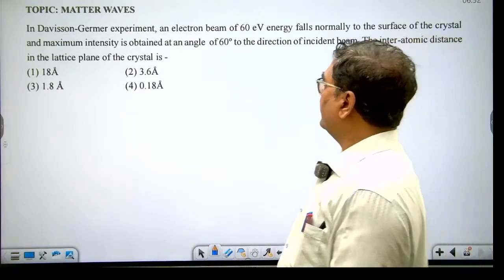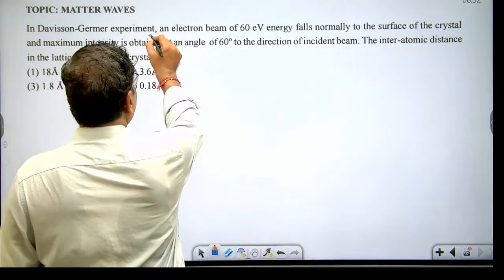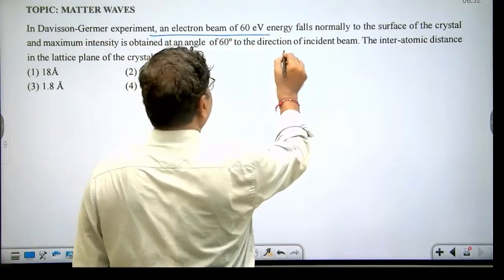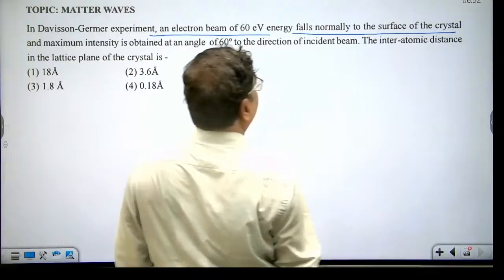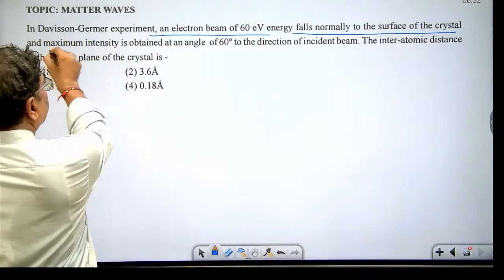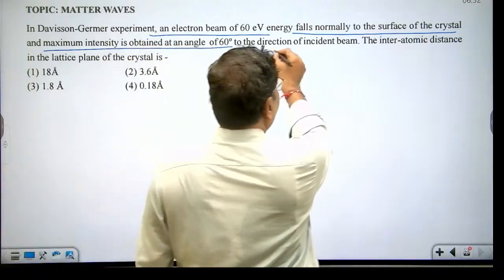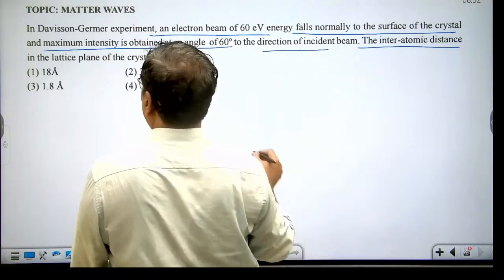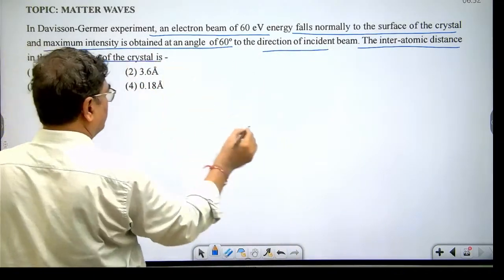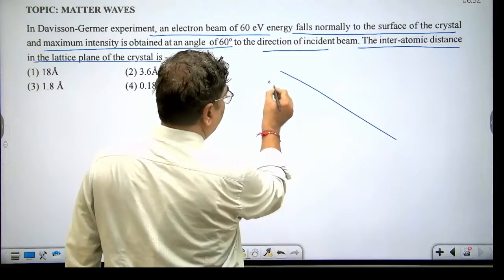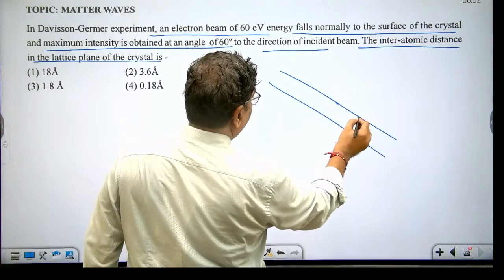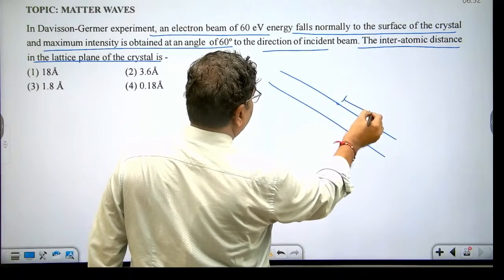In the Davisson-Germer experiment, this is a very good question for NEET JEE 26. An electron beam of 60 electron volt energy falls normally on the surface of a crystal and maximum intensity is obtained at an angle of 60 degree to the direction of the incident beam. The interatomic distance in the lattice plane of the crystal is being asked.